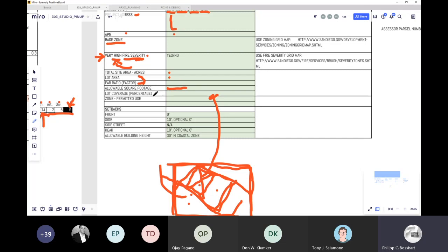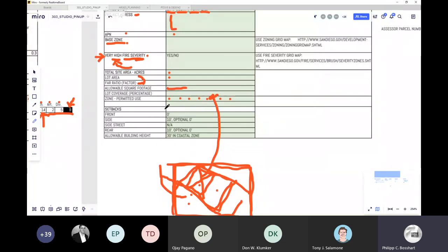Lot coverage, that's a percentage. Out of the base zone discussion in chapter 13, you should be able to locate what that is. Permitted use. There's a bit more space for this because you can see that some zones have permitted use for multiple things, or it's a single use.